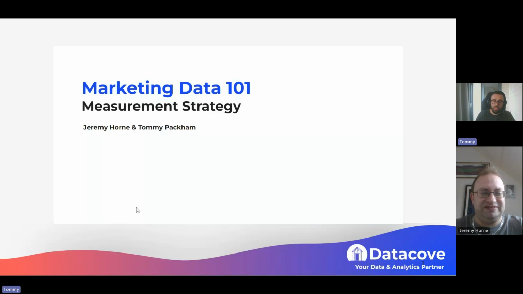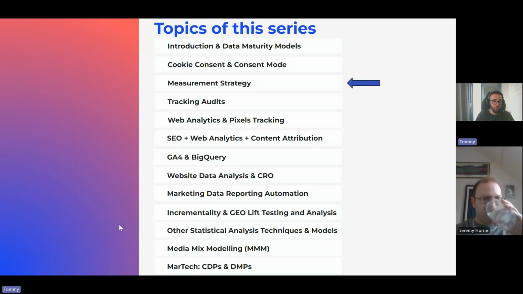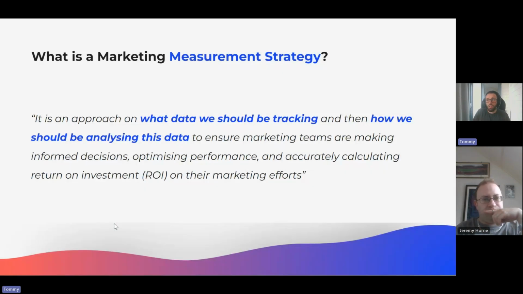As Jeremy correctly pointed out, we're now talking about the third topic, measurement strategy, and following that, we'll do tracking audits in the following episode. So fundamentally, what is a marketing measurement strategy? Remember it's a Marketing Data 101 series, so we want to keep to that. Essentially, it's thinking about what data we should be tracking to be able to analyze and therefore stick towards defined key performance indicators and help achieve them, and making sure the tracking's in place to achieve that.